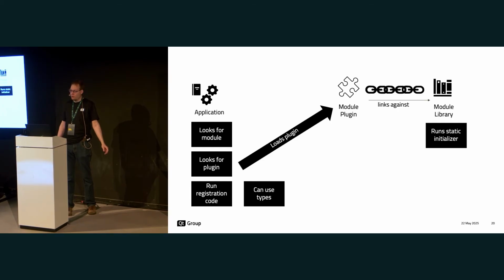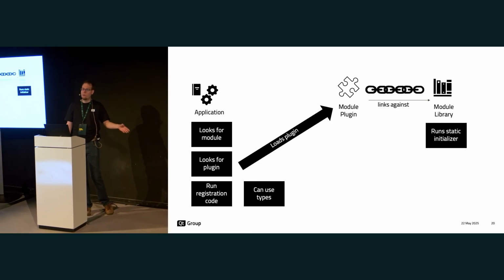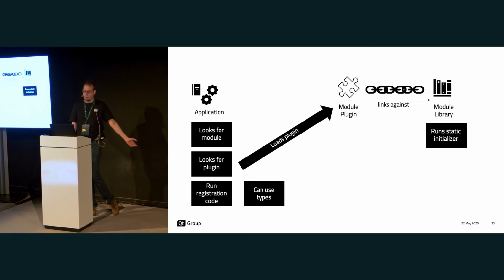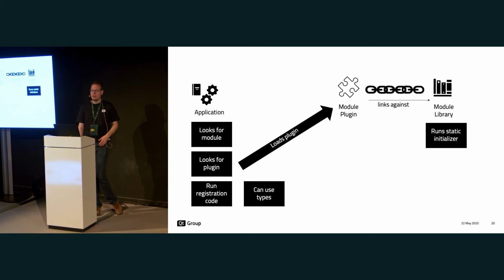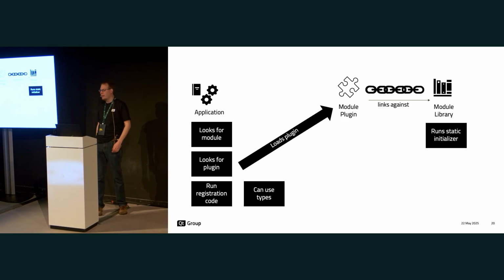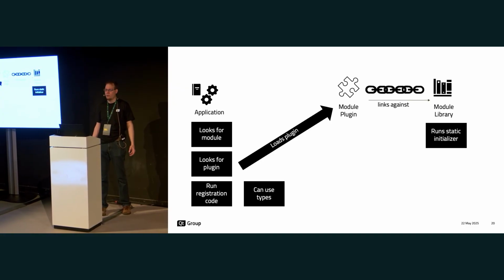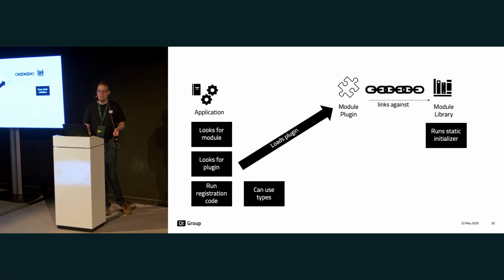Nothing happens afterwards with the plugin. The QML engine will pick up the registered registration code and will run it. And then you can use the types. And if you look at this, the plugin doesn't really do much here. It just gets loaded to load the library to run a static initializer there.